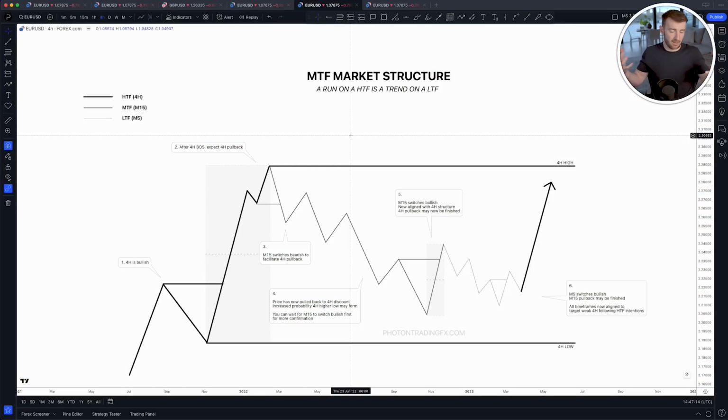So at Photon, and with the trade plan we teach and with the trade plan that I trade, we call it kind of the 3 time frame philosophy, okay?